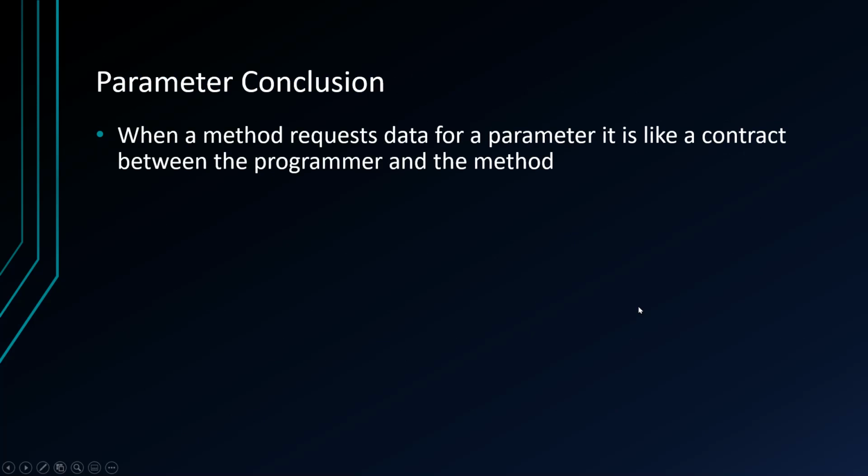So, final conclusion on this. When a method requests data for a parameter, it's just like a contract between the programmer and the method. Basically what that means is the method promises to do its task perfectly. Console.WriteLine says, I am going to do my job as long as you give me my text. But only if you give me my text. If you fail to do that, I refuse. I won't do it. In fact, I'll complain. I'm saying I'm not even going to compile. And that's exactly what happens.